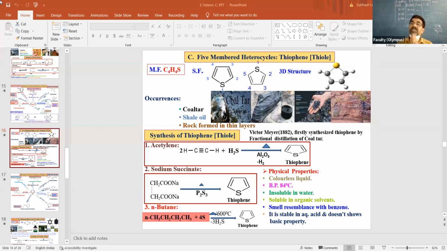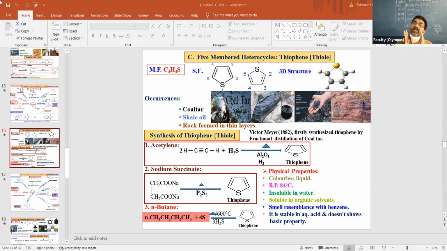This was first synthesized by Victor Meyer in 1882, from coal tar, and you can get a colorless liquid, very few milligrams or a few mLs, that you can extract by fractional distillation. So that is the property of thiophene.